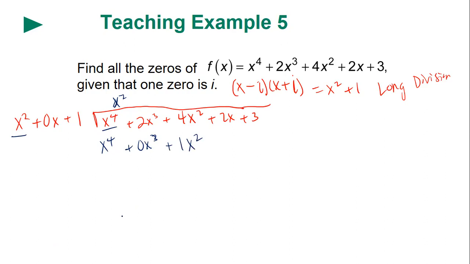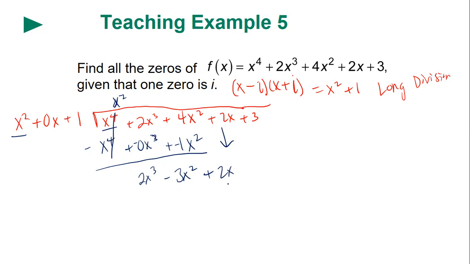So we divide, multiply, subtract. When we're subtracting, that means we're changing signs and combining. So I'm going to subtract. These cancel out. I'm left with 2x cubed plus 0x squared, which is 2x cubed. 4 minus 1 is 3x squared. So we divide, multiply, subtract, and now we're going to bring down.